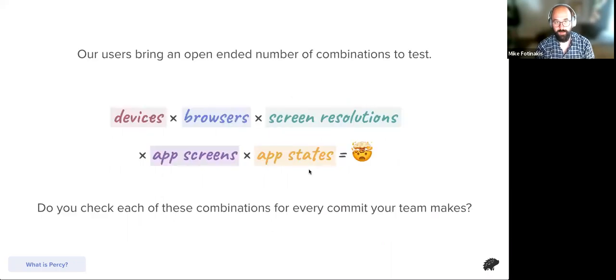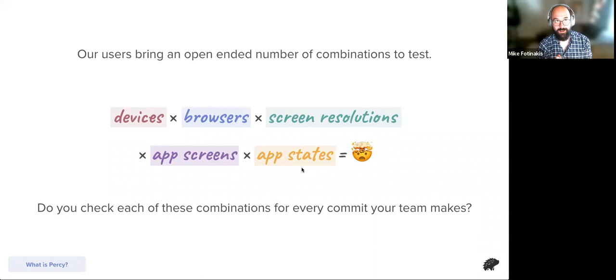The reason that this is such a big problem is that there's an open-ended number of combinations of these things to test, and it's only getting worse and worse as we get more device segmentation and more fragmentation in the ecosystem, right? So you've got a number of devices times a number of browsers times a number of different screen resolutions you need to test on. Your application might have multiple different screens, might have multiple different states of those screens. So this becomes kind of a problem where you're basically not going to be able to manually test all of these combinations all of the time and have confidence.